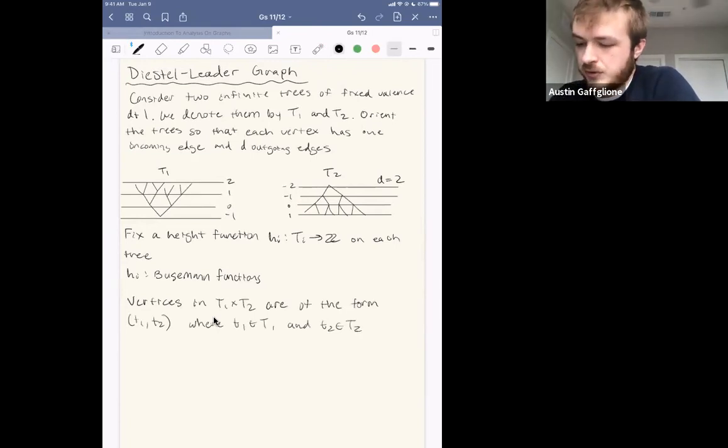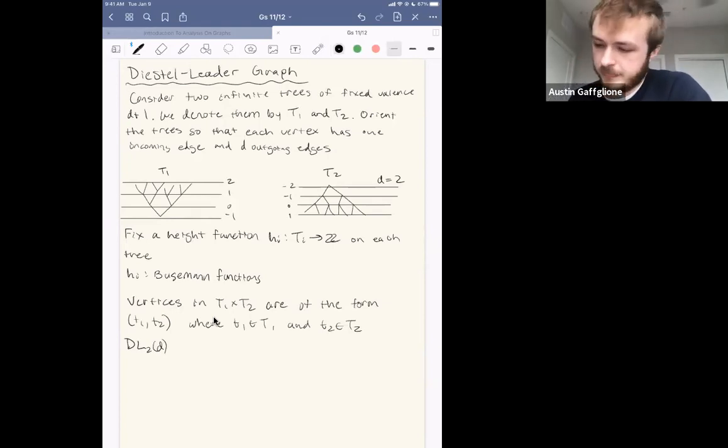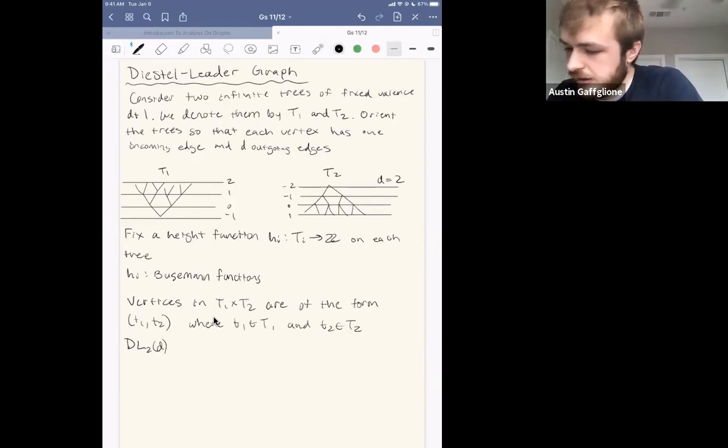Okay, and of course I'll just write what I mentioned before. DL2(D). So this is the Diestel-Leader graph. This 2 is in reference to the number of trees I'm looking at. So if this were 3, I would be looking at the product of 3 trees, each with valence D plus 1. So DL2(D) is a subset of T1 cross T2.